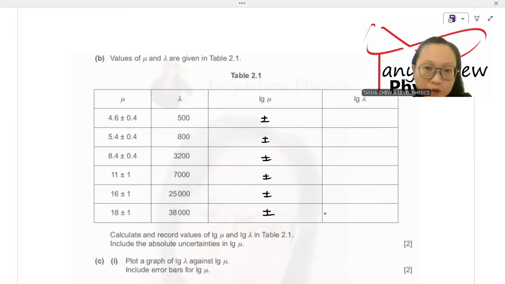Now, look at the first one. How do I get the absolute uncertainty of log mu? You look at the value 4.6. 4.6 is an average value of mu, which spreads between two extremes. What are the two extreme values? You take 4.6 plus 0.4, that is the upper extreme value, 5.0. And the lower extreme value, you take 4.6 minus 0.4, which is 4.2. These are the two extreme values. So your mu can be spread between 4.2 to 5.